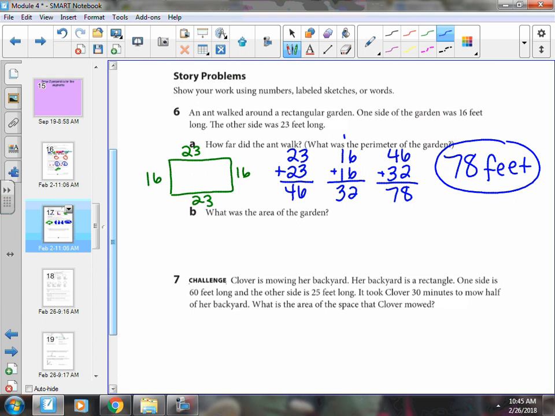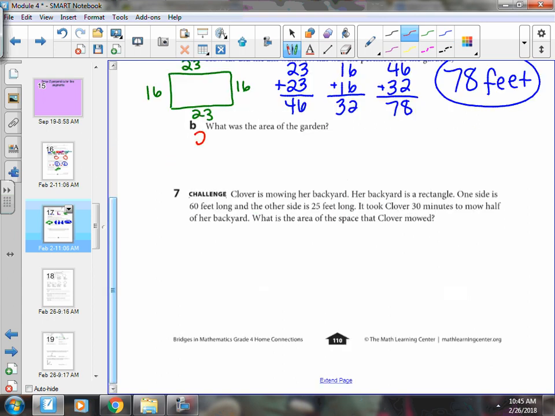So this will become much easier next week. If you know traditional, you can do traditional. If you don't, we'll have to do a break apart method. All right, 23 times 16. If you know traditional, it looks like this.